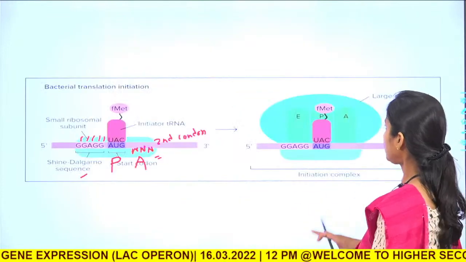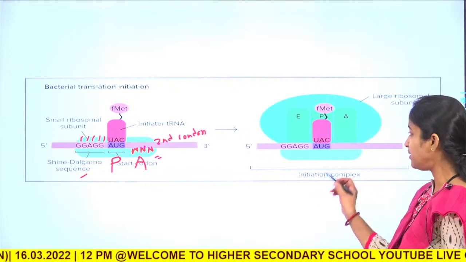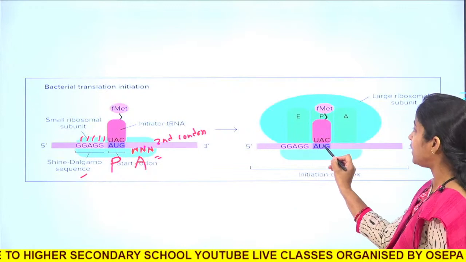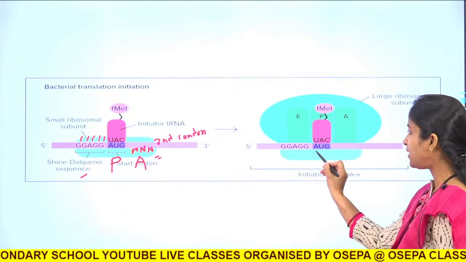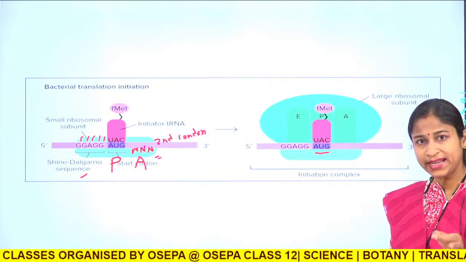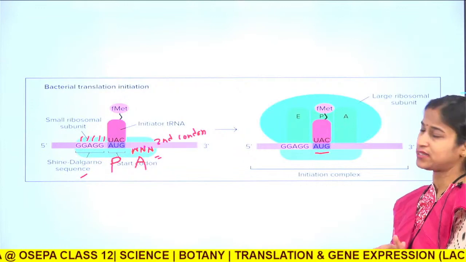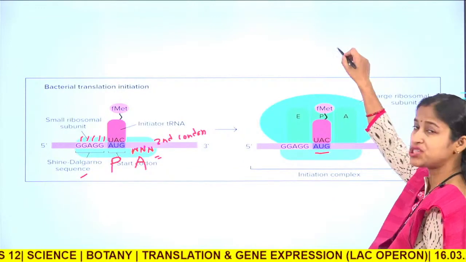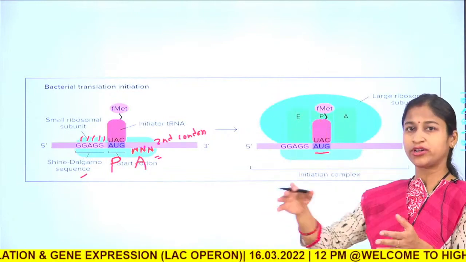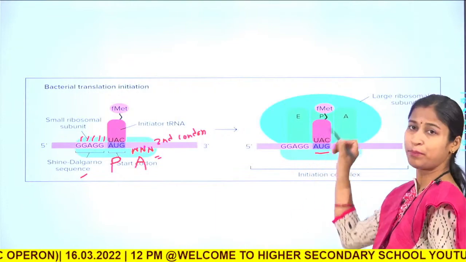Now, the P site, for the first time, is occupied by the AUG codon, and it is otherwise known as the peptidyl carrying site. That means it carries a long chain of polypeptide or peptidyl. While we discuss elongation, I will tell you how this peptidyl group is carried over the P site.